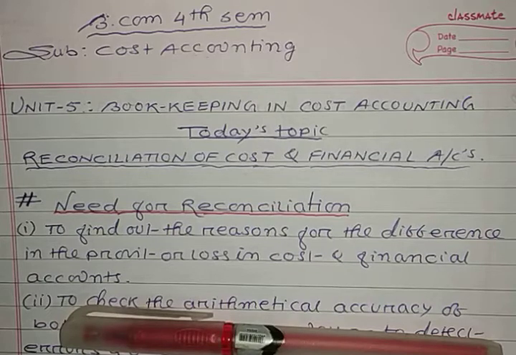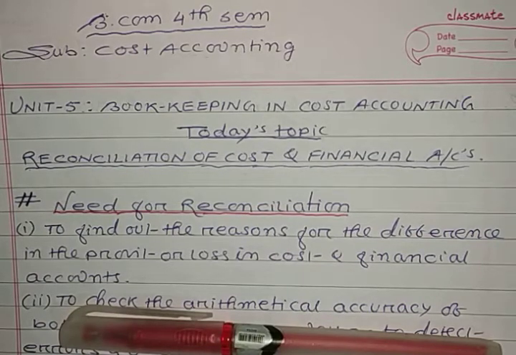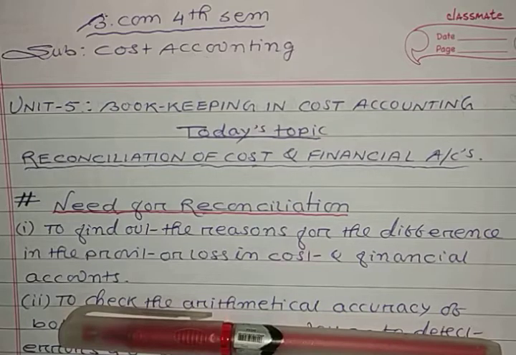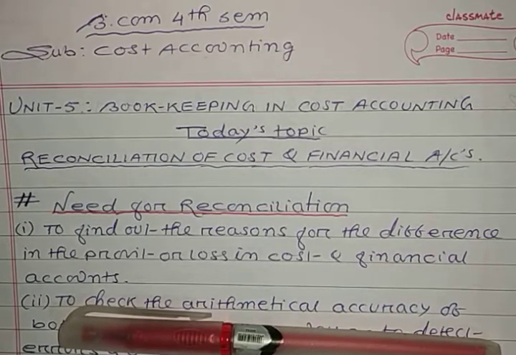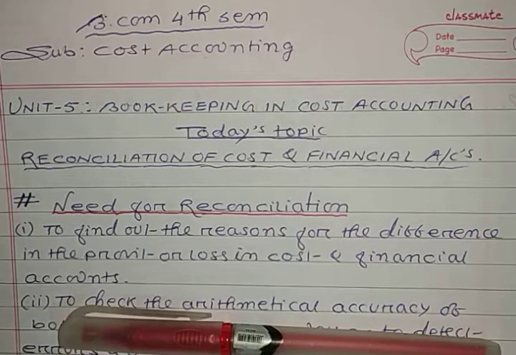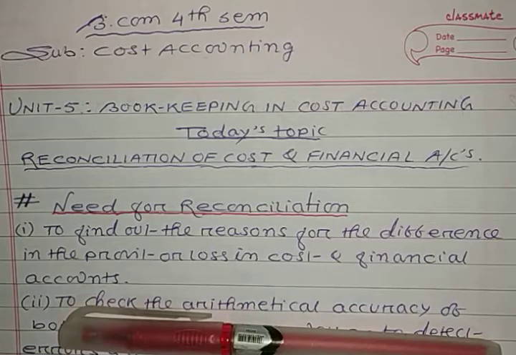Generally, the manufacturing concerns adopt either an integrated accounting system or a separate accounting system for recording cost and financial transactions. Already I have discussed in my previous video what is meant by the integrated accounting system or the non-integrated accounting system. So integrated accounting system or separate accounting system, for recording what? Cost and financial transactions.